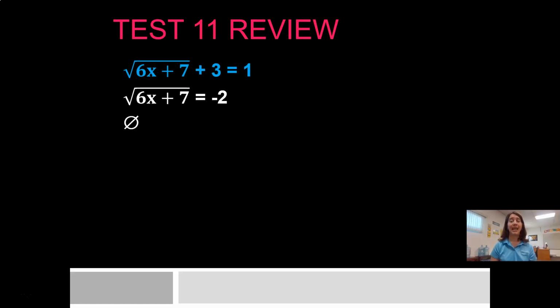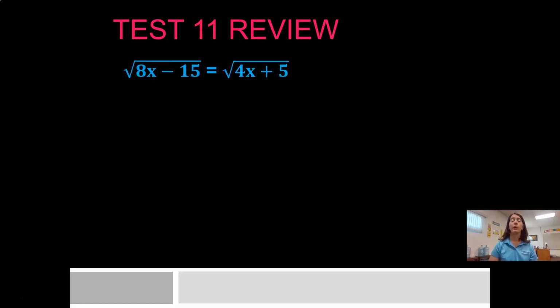However, if I check negative 1/2, 6 times negative 1/2 is negative 3. Negative 3 plus 7 is 4. Well, the square root of 4 is 2, and 2 plus 3 does not equal 1. So I would have known right then my answer doesn't make sense, so I would have to cross that off. I didn't have any answer left, therefore there would be no solution on the question. So watch out for that. Square roots cannot equal negative numbers, so if you see that already, you know that there's no solution on the question. All right, one more square root question.